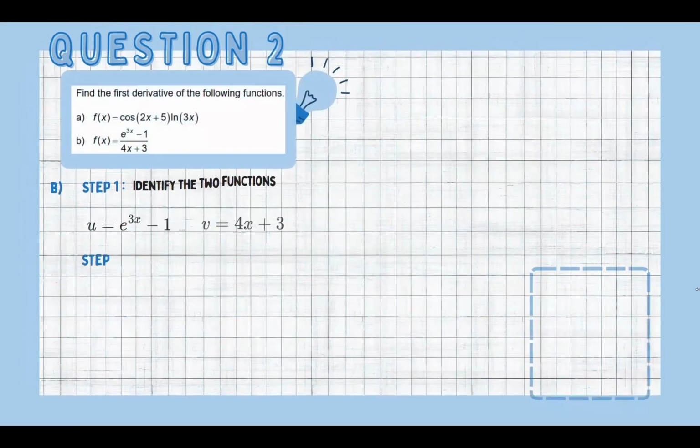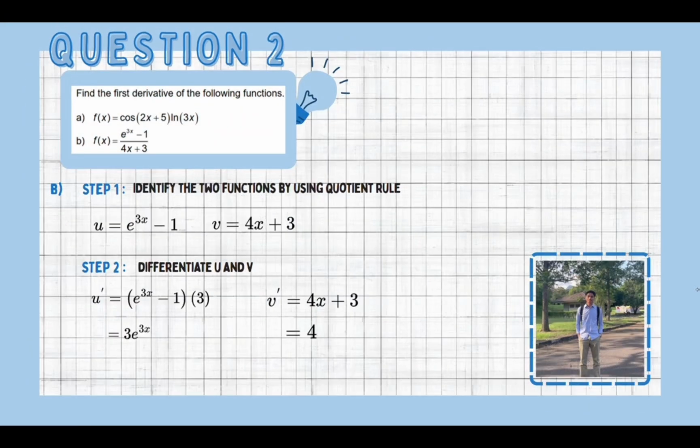Now we move to question D, which is f(x) equal to e to the power of 3x minus 1 over 4x plus 3. Okay, first step 1, identify the two functions by using the quotient rule. So we got u equal to e to the power of 3x minus 1 and v equal to 4x plus 3. And we move to the next step, differentiate u and v. So we got u prime equal to e to the power of 3x minus 1 multiplied by 3.